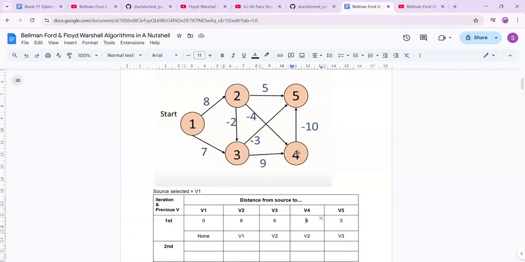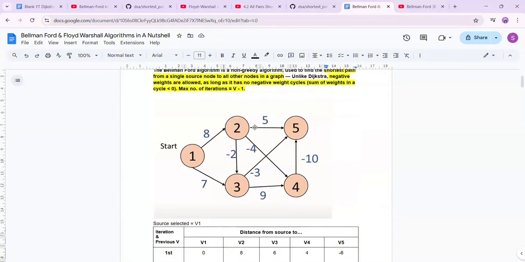Now moving to vertex 4. The only way we can explore is the outgoing edge through vertex 5. So from vertex 4, we already have a distance of 4. So when we go to vertex 5, 4 minus 10 will be negative 6. Oops, my bad, negative 6. And our previous vertex is vertex 4. So we have done the first iteration of the Bellman-Ford algorithm.